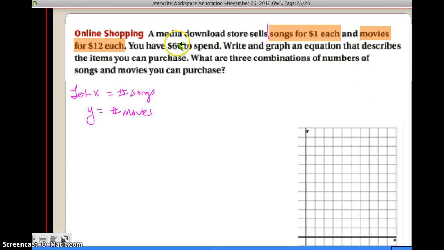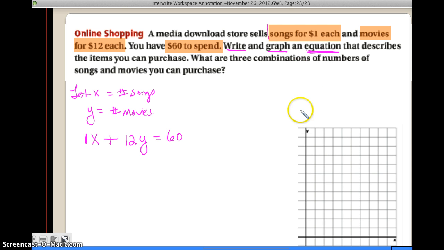We have $60 to spend, and they want me to write an equation and graph it that describes the items that you can purchase, and then we'll do the second question at the end after. So we're talking about $1 times every song plus $12 times every movie, and altogether I only have $60. So that would be my equation right here.